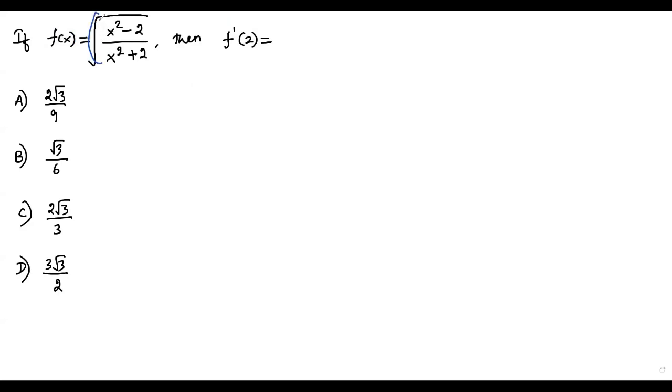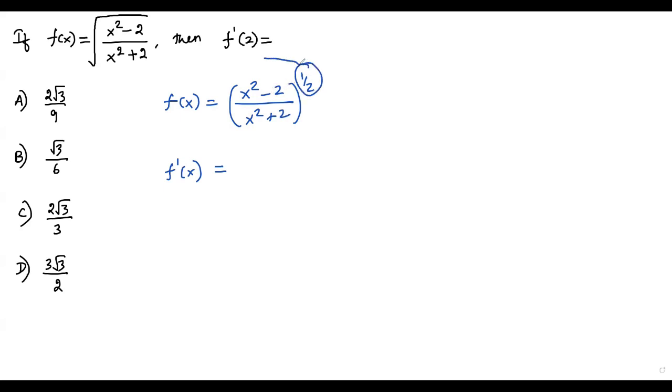If I want to get the first derivative of the given function f of x, first I have to write the square root as the exponent 1 over 2. That is, f of x equals (x squared minus 2) over (x squared plus 2) raised to the power of 1 over 2. When I find the first derivative, f prime of x, first I have to do the derivative for the exponent 1 over 2 using the power rule of derivative.